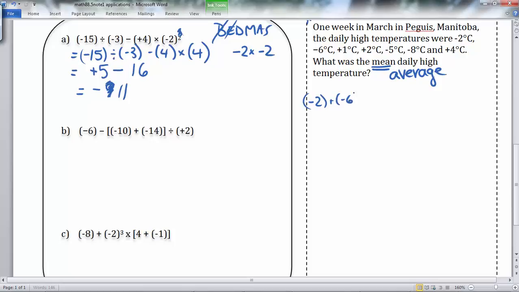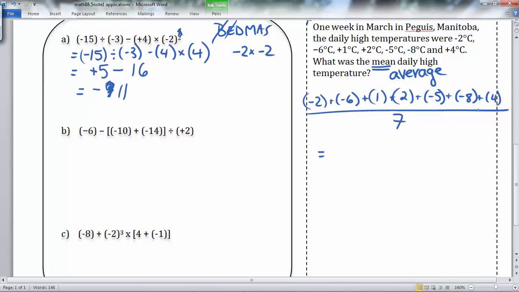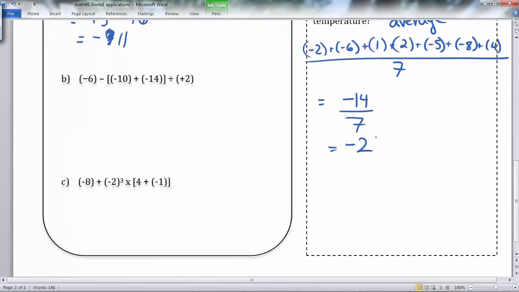-2 plus -6, +1, +2, -5, -8, plus +4, and then divide by how many numbers there are. So 1, 2, 3, 4, 5, 6, 7. I'm going to simplify the top first. When I add all of those positive and negative numbers together, I get -14 divided by 7, which equals -2. So because it's a word problem, I'll have to include my units in the final sentence.